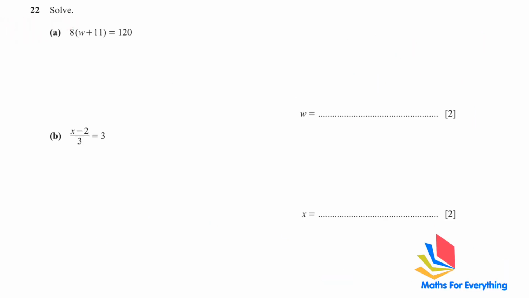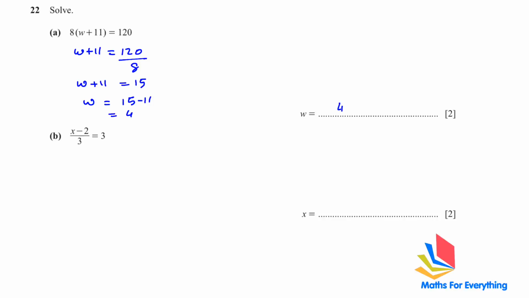Question number 22. We have been given an equation and we have to find w. You can either expand the bracket and solve, or you can remove the 8 to the other side. It's a multiply, so when we bring it to the other side, it will be a divide. And this will give us 15. So w is equal to 15 minus 11, which is 4.